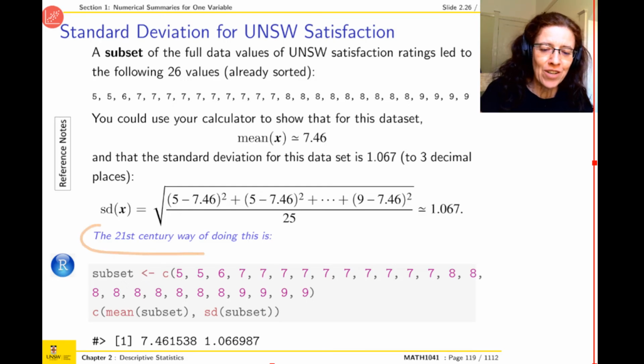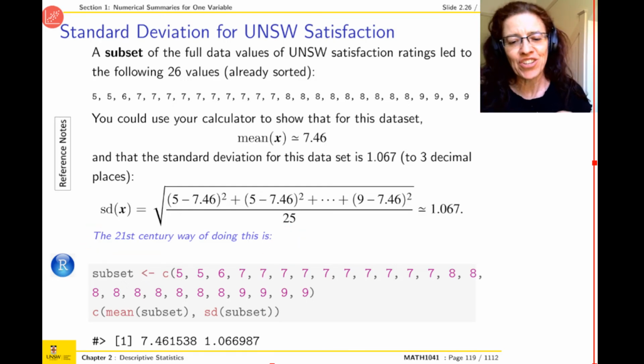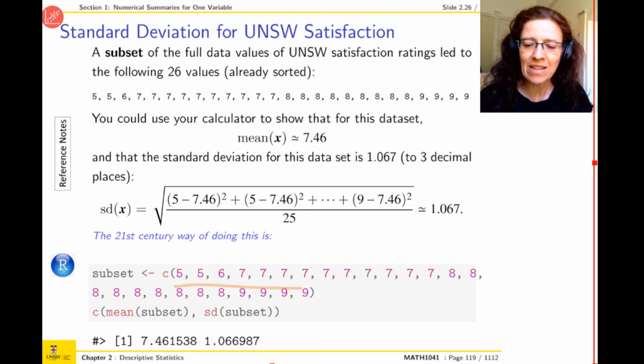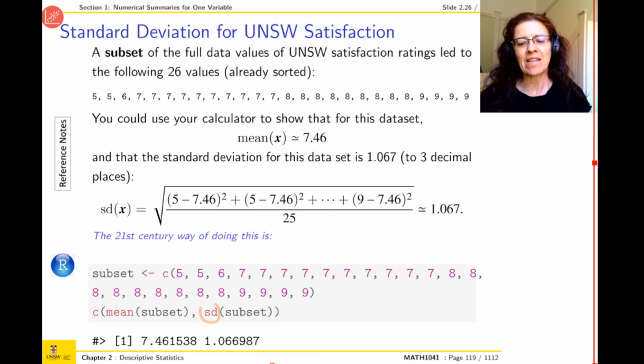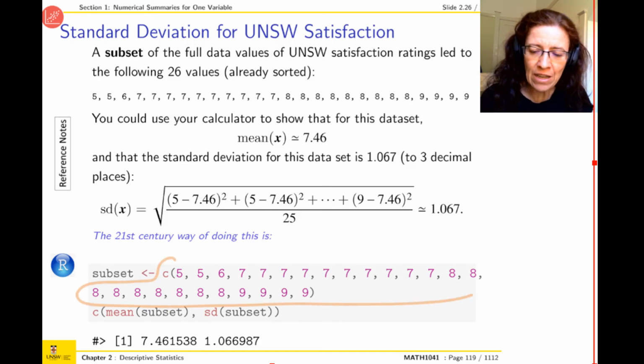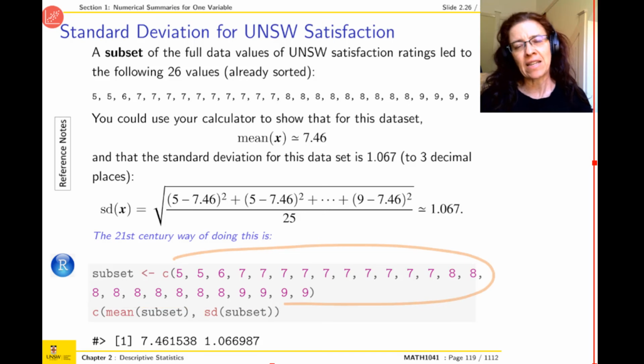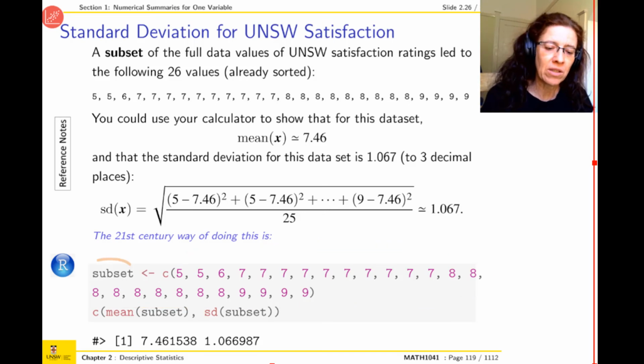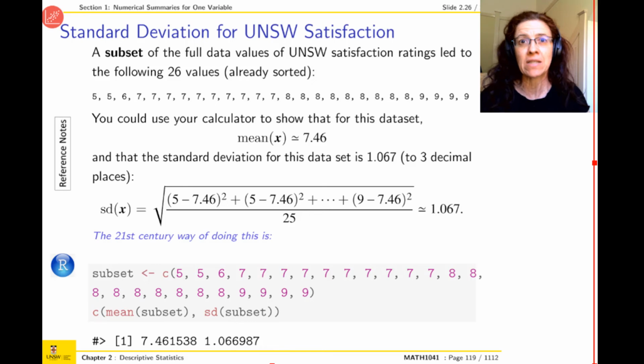The 21st century way of calculating a standard deviation, if we assume that those are the satisfaction scores with UNSW, would just be to use the command sd for standard deviation. And the way to calculate the mean, again, we don't do this by hand. So we put all our values in an R object, which is going to be called a subset, using c for combine. And then we can calculate the mean of this subset and the standard deviation of this subset. This c here is just to ensure that these two numbers will be on a single line, so it displays a little bit better.